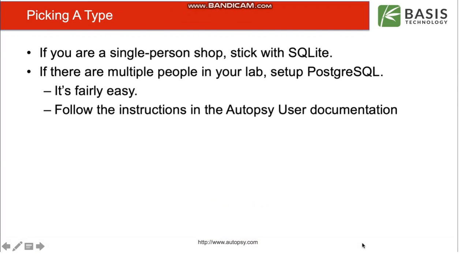In terms of picking a type for the CR, if you're a single-person shop, stick with SQLite. It should cover most of your use cases. But if you have multiple people in the lab and you may want to collaborate and see all the results from your colleagues, set up Postgres. It's pretty easy. We have instructions in the user documentation on how to get it set up and how to configure it.